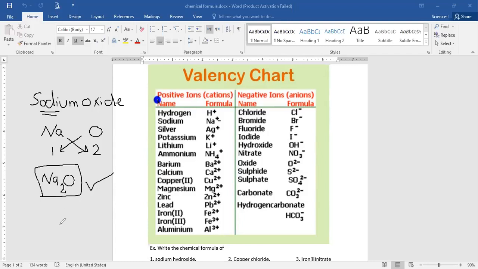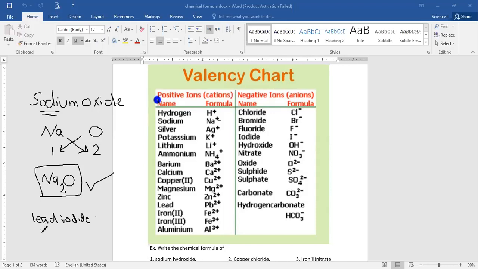Let's take another example to check. For example, let's find lead iodide. So here, let's see. What's the symbol of lead, guys?